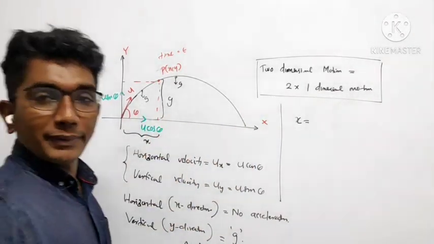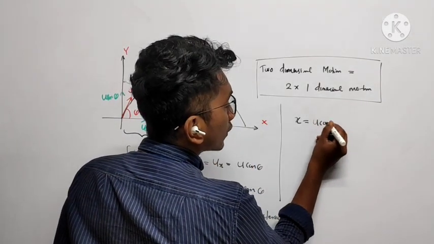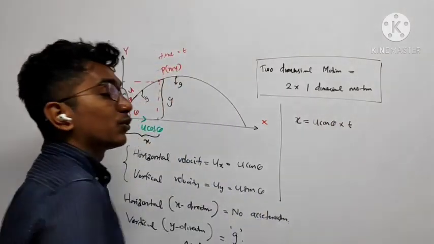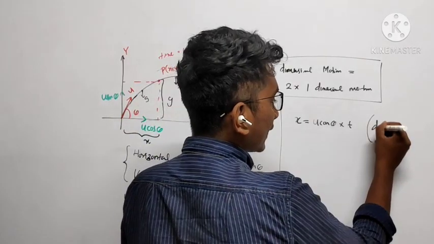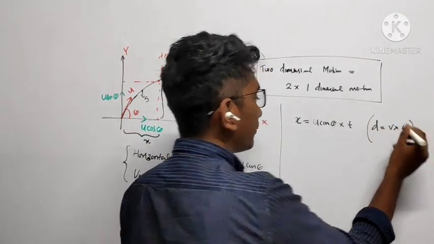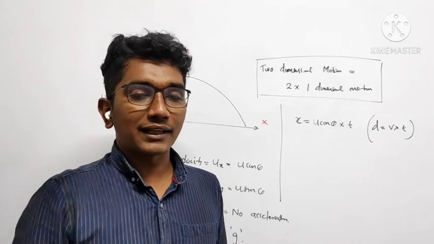Alright. So how much will be the x distance traveled? That is, this x will be equal to u cos theta into t. Why? There is a question why. Because very simple, we know that distance traveled is equal to velocity into time when there is no acceleration.